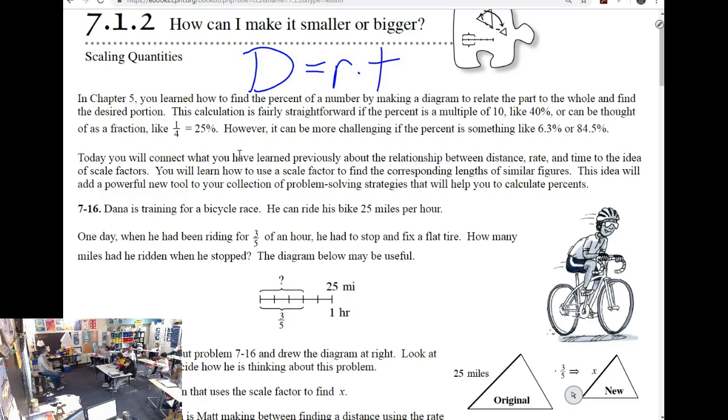Yes? I was wondering, when we put the header, it's the small word. It's scaling quantities, yeah. You could really just call it scaling. But we're still going to be using this formula, so that's why I wanted to bring that back up in our brain.